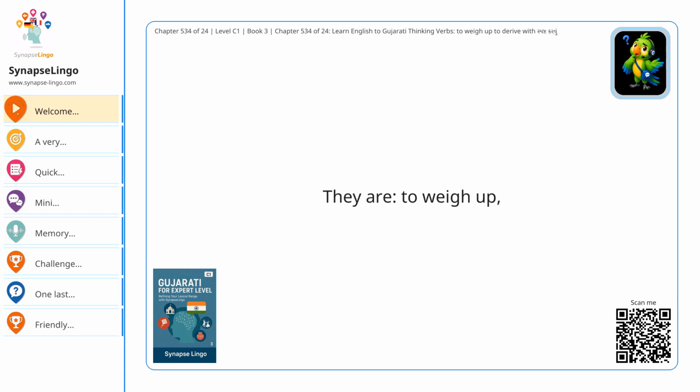They are, to weigh up, તોલવું. Put into perspective, પરિપ્રેક્ષ્યમાં મૂકવું. To substantiate, મજબૂત આધાર આપવો. Clarify, સ્પષ્ટ કરવું. To make more specific, also, સ્પષ્ટ કરવું. Differentiate, ભેદ કરવો. Classify, વર્ગીકૃત કરવું. And derive, ઉત્પન્ન કરવું.